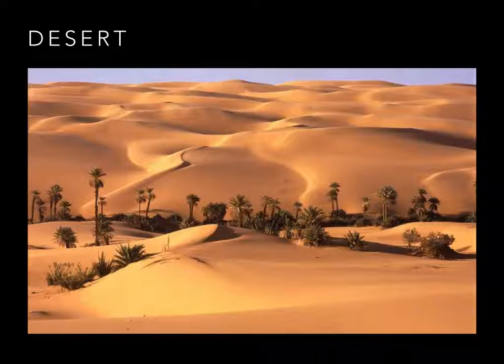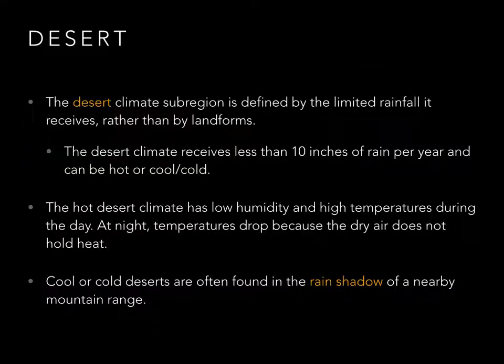Desert. The desert climate subregion is defined by limited rainfall, not by how it looks. It's defined by its lack of precipitation. The desert climate receives less than 10 inches of rain per year, and deserts can be either hot or cold. The hot desert climate has low humidity and high temperatures during the day. At night, the temperatures drop dramatically because dry air does not hold heat. Cool or cold deserts are often found in the rain shadow of a nearby mountain range.